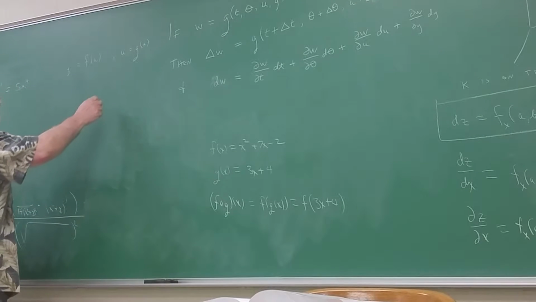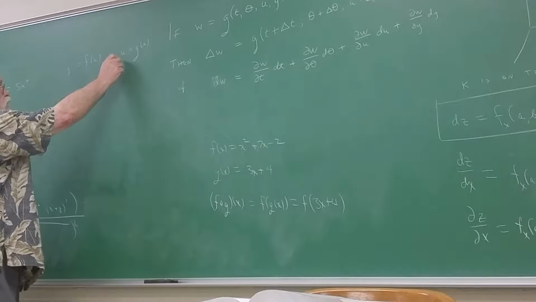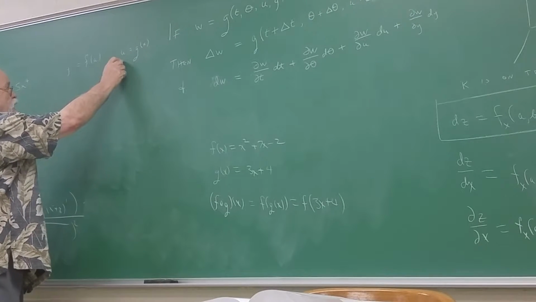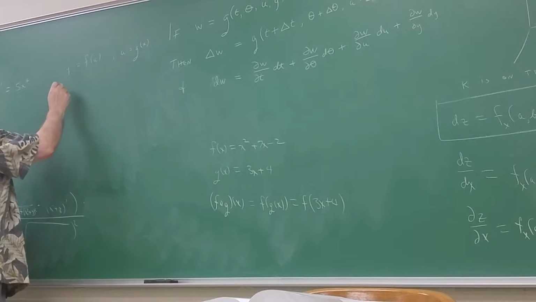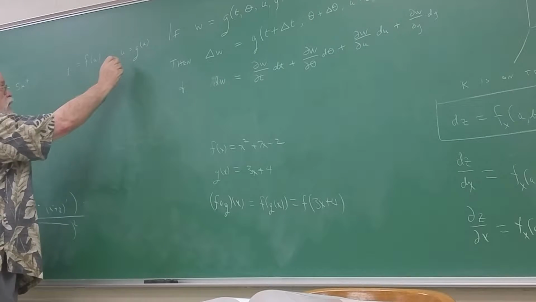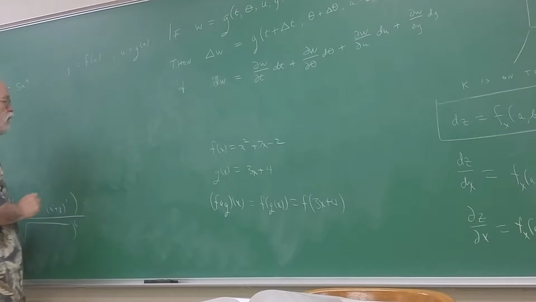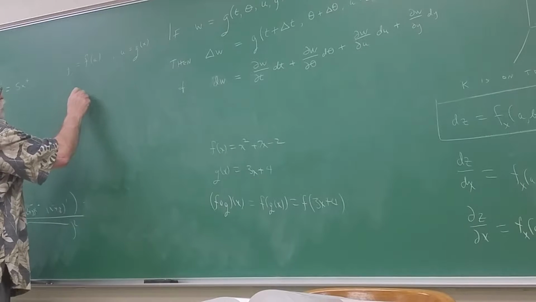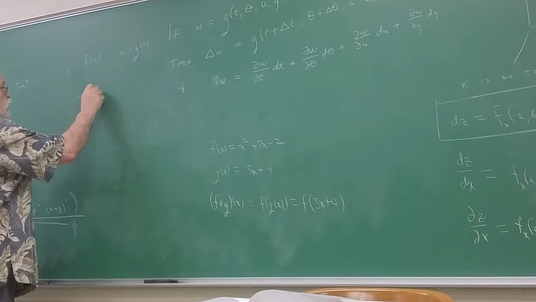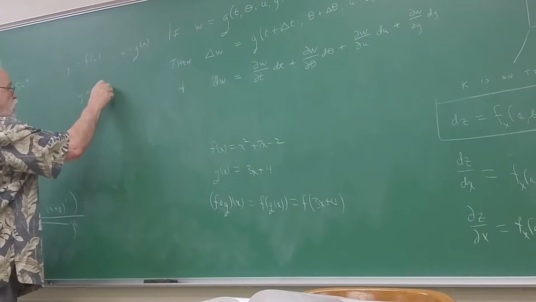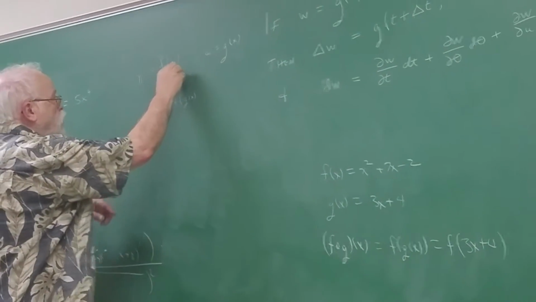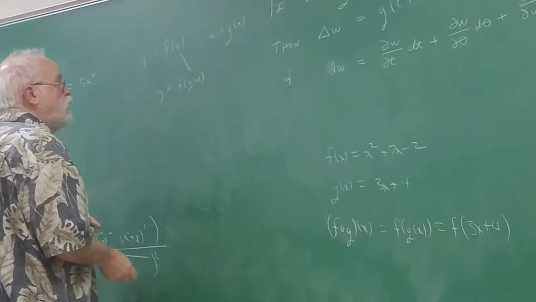So anyway, I'm going to use a different letter for the output of g than I use for the output of f. I'm going to use a different letter for the input of g than I use for the input of f. Having said all that, we would have y equals f of g of x. So that's y equals f of u, so the u is g of x.